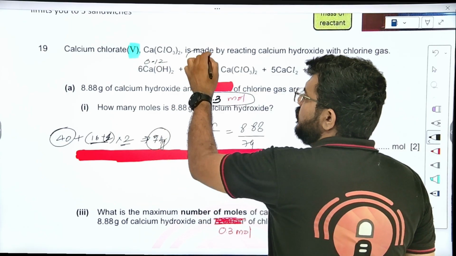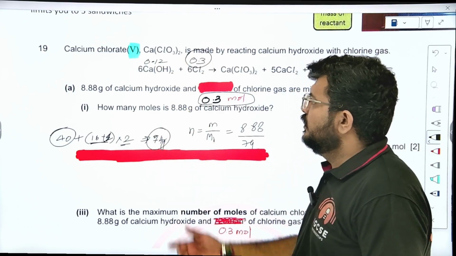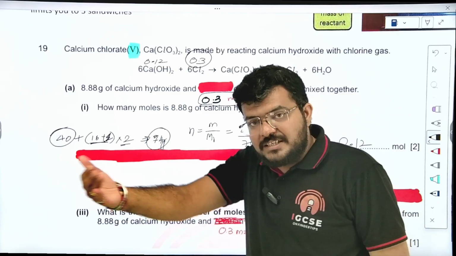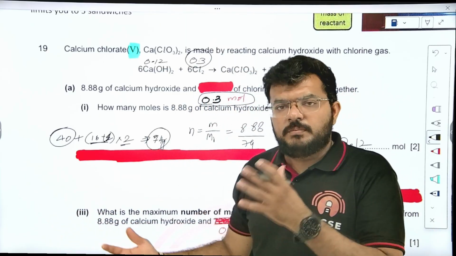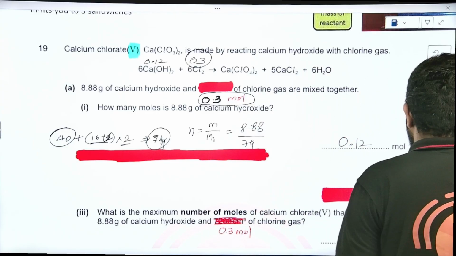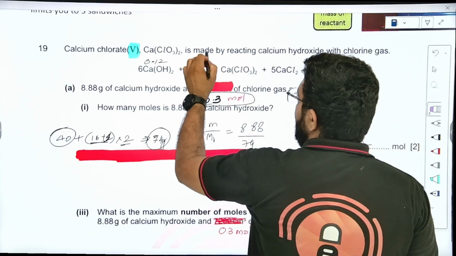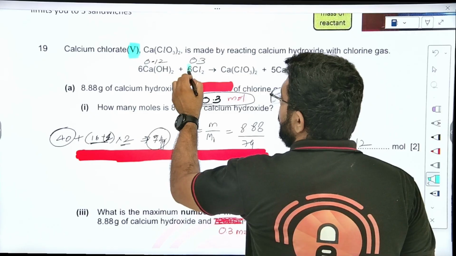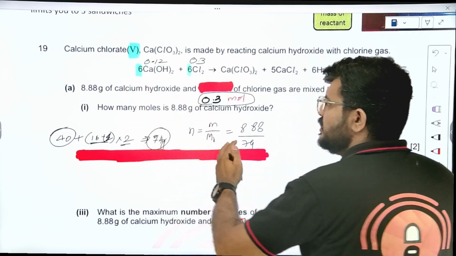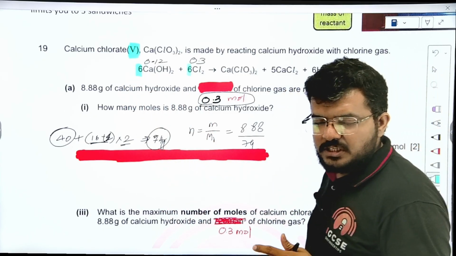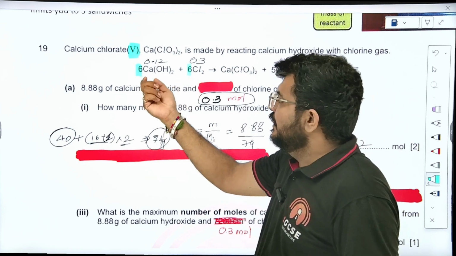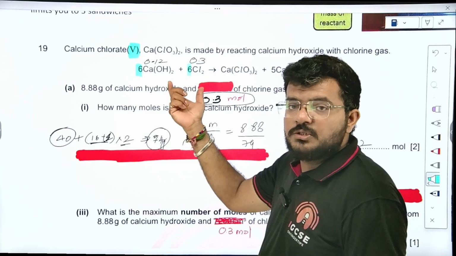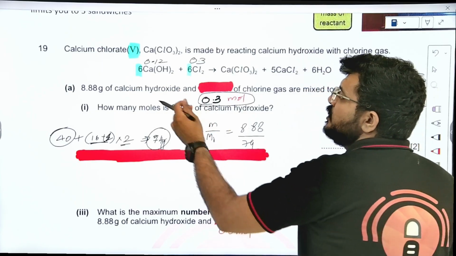Clearly 0.3 is greater. So that must be your excess. The one that is limiting is less. The other one is excess. But a lot of times kids forget that there is a multiplier over here in this question, because this is the first question I am teaching it to you. I have kept the multiplier same, both of the places it is 6, so it will be easier for you to establish ratio immediately.